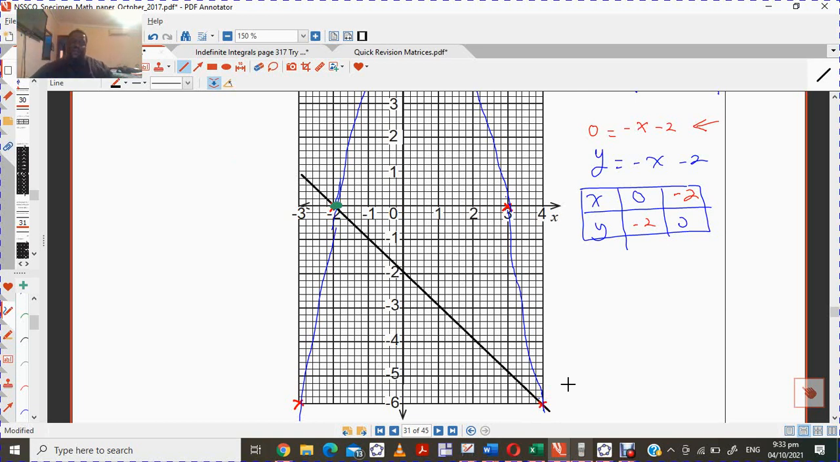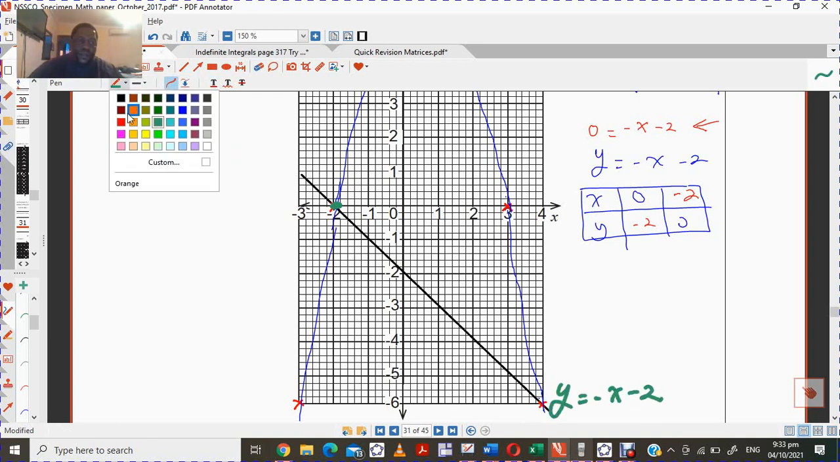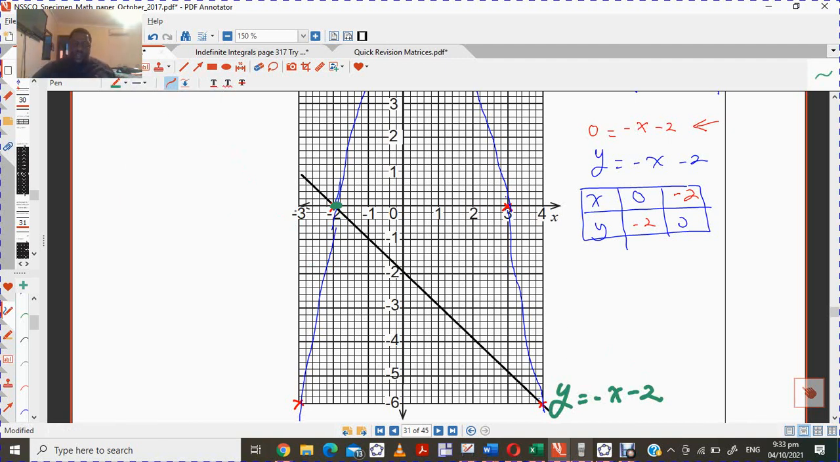Just something like that. Okay, so you can see from this diagram that the function is y equals minus x minus 2. Very thick there. But the points of intersection, here it intersects at negative 2 comma 0. That's the intersection here. The other intersection is not 3, but 4. It's 4 comma negative 6. So those will be my points of intersection.